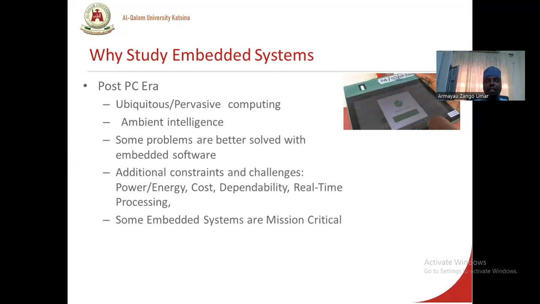And for the developed economies, you realize that 90 percent or more of software is being developed for embedded systems. This is because they produce products. But for the developing economies, mostly the software we develop is not for embedded products that need software in them.